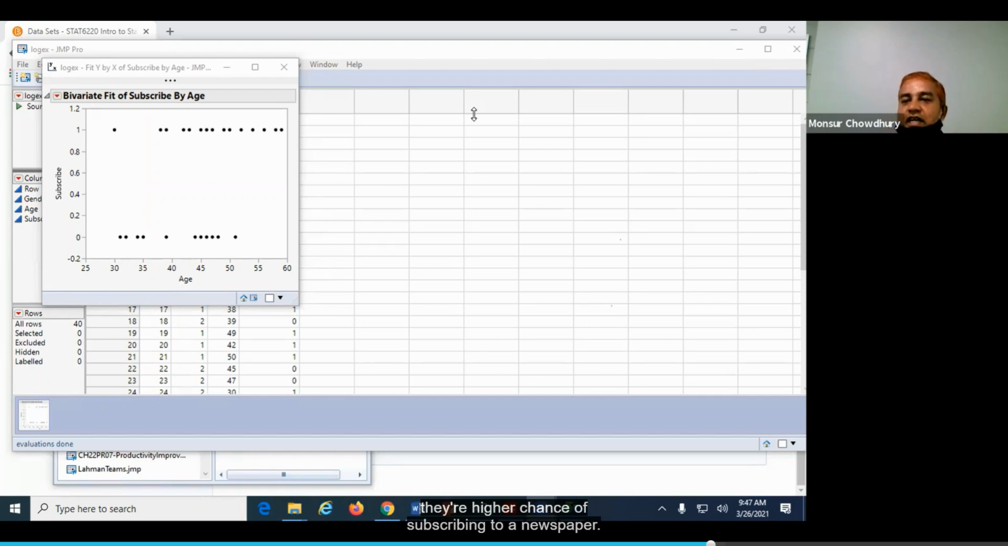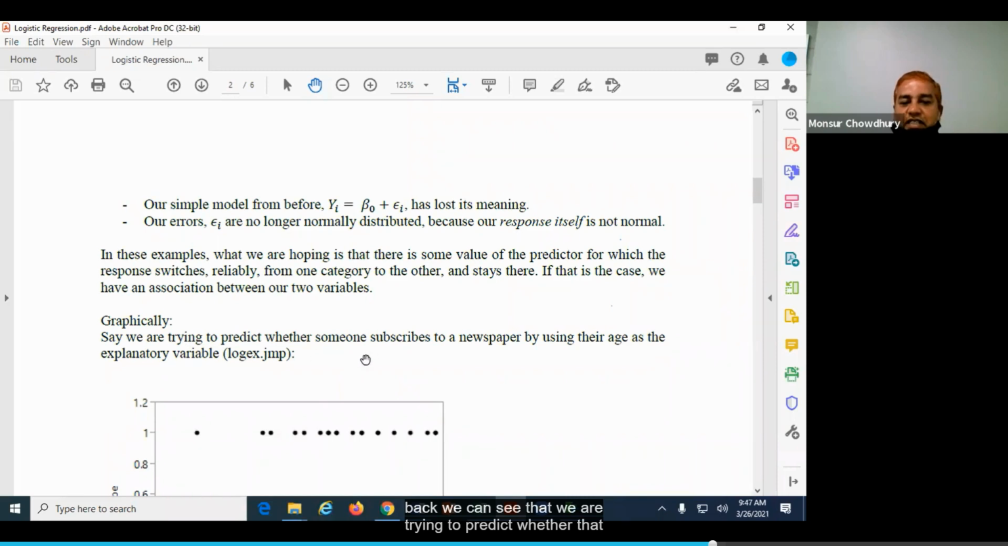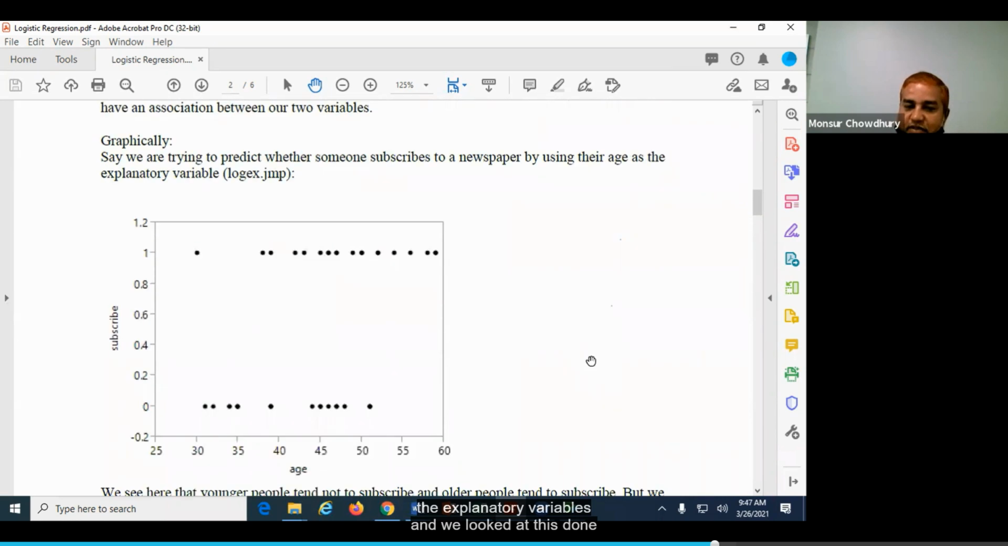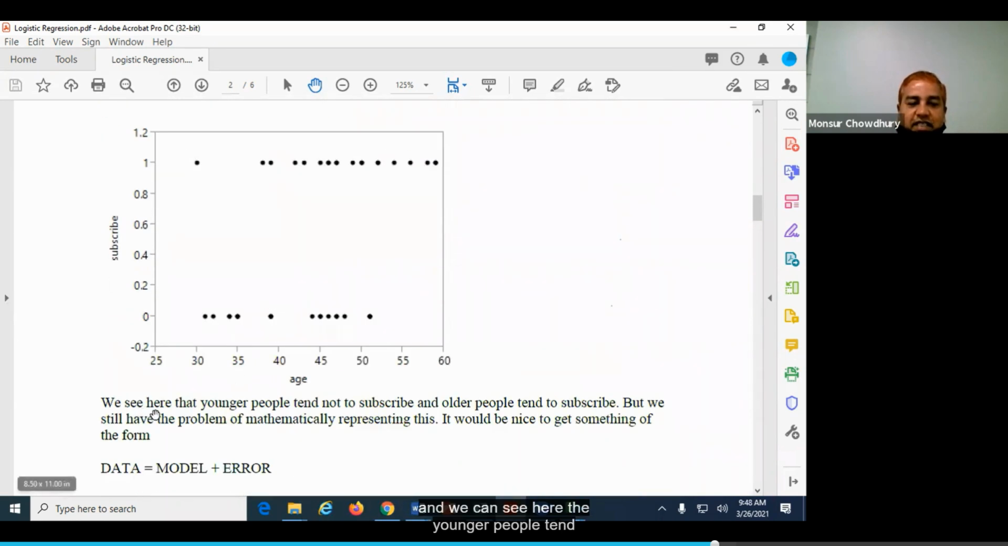Now if you go back, we are trying to predict whether someone subscribed to a newspaper by using their age as the explanatory variable. We can see that younger people tend not to subscribe, while older people tend to subscribe. But we still have the problem of mathematically representing this model. It would be nice to get something of this form, but can we write this model in this form?